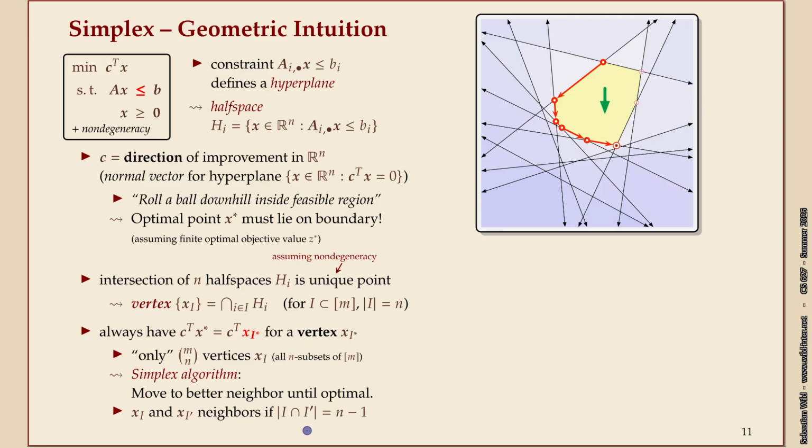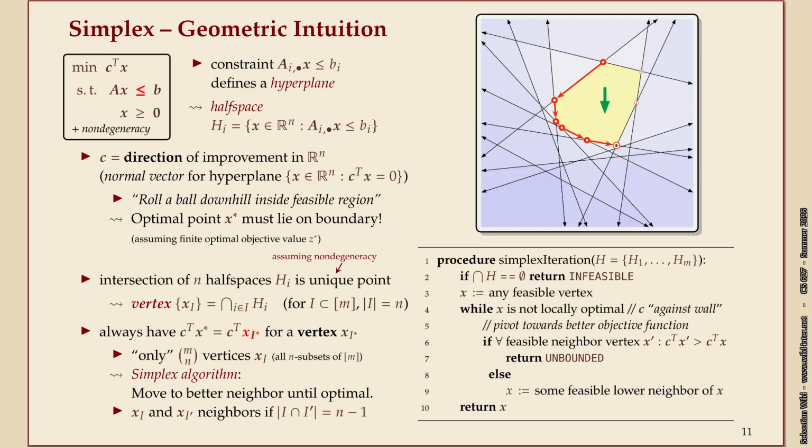And what does a neighbor here mean? It means that it's defined by an intersection of hyperplanes where only one hyperplane is different. You throw out one and you add another in. Okay, that's the geometric view. And you can write this as an algorithm. We're given the half spaces, and then you can conveniently say if their intersection is empty, the problem is infeasible. Otherwise, you find some feasible vertex. How to do that is another round of simplex. Let's ignore that for now.